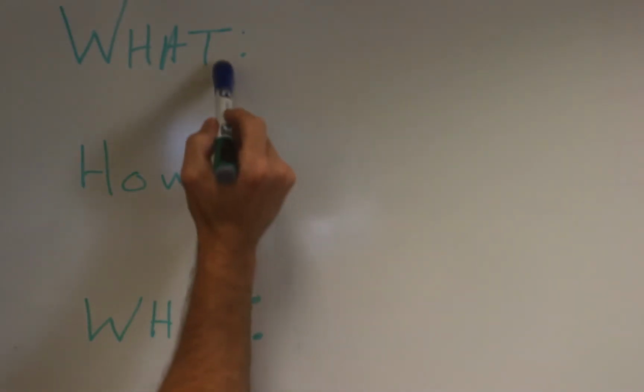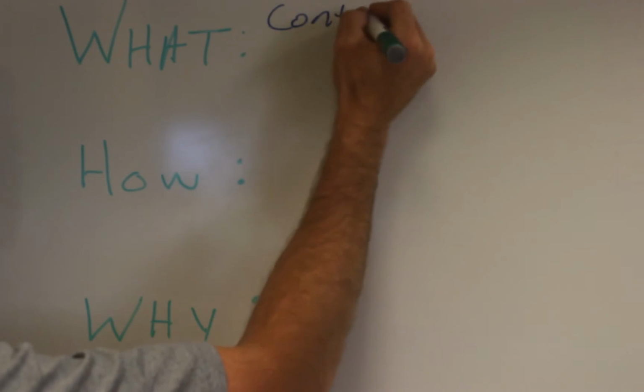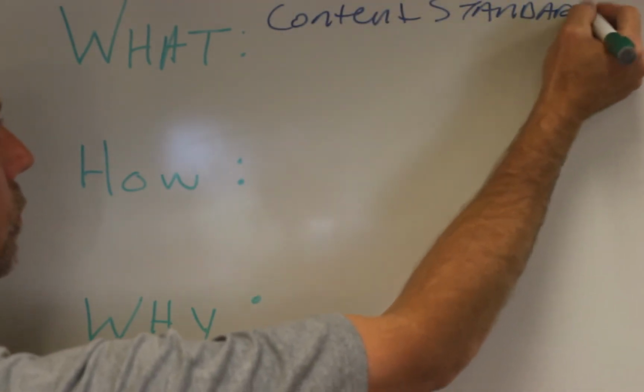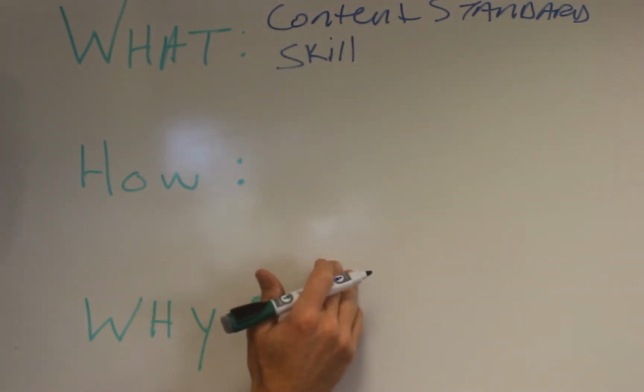So there are three key essential components to a learning target, and they are a what, a how, and a why. The what basically for us is what is the content standard or skill that students will be mastering or working on that day.